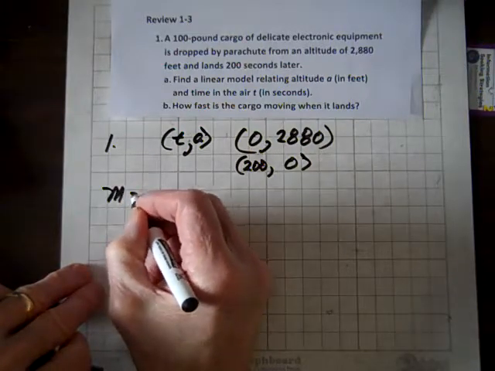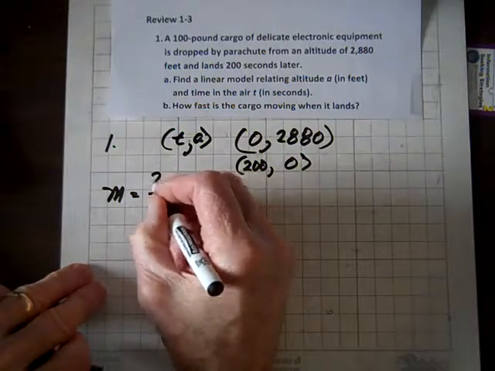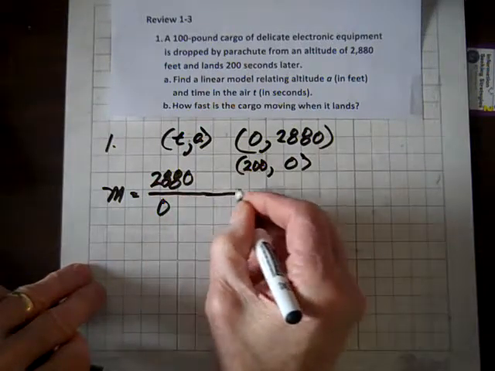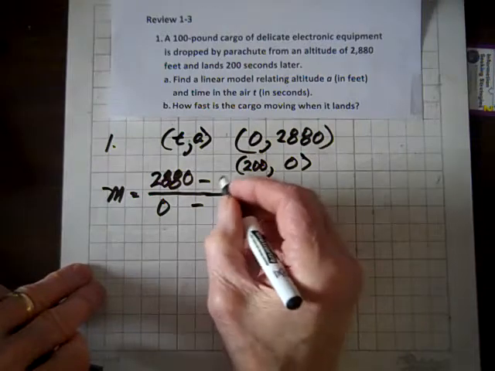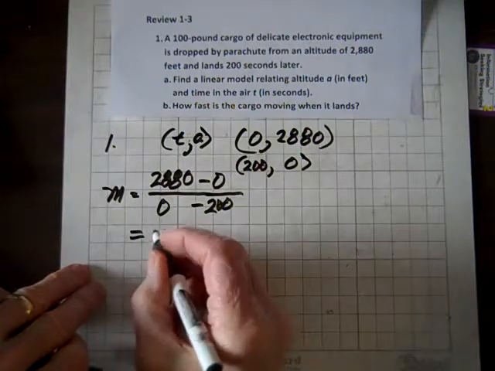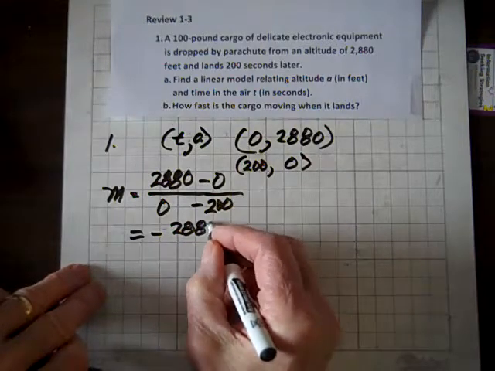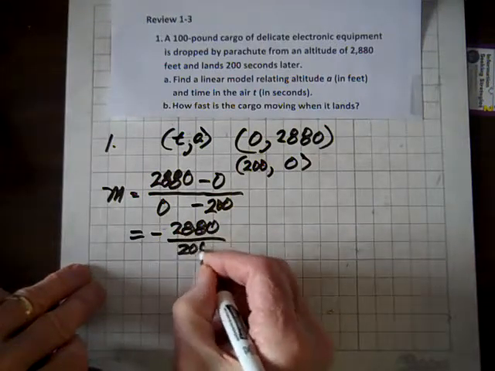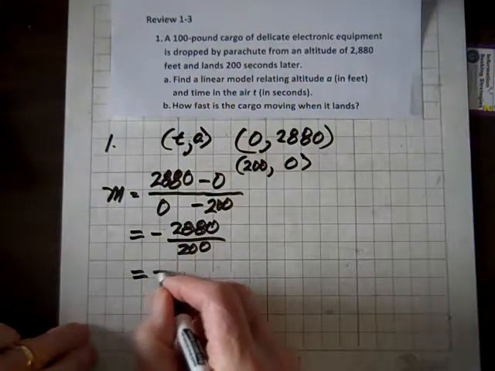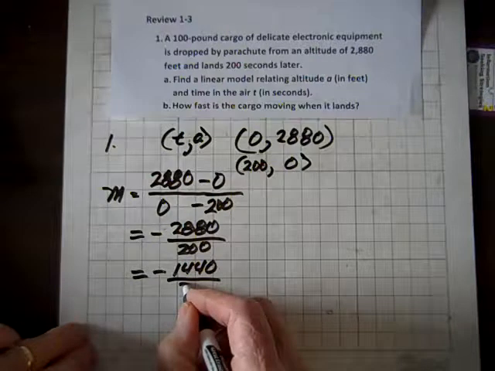So m equals 2,880, and we have a 0 down here, and then minus and minus, and a 0 here, and 200 there. So ultimately we have negative 2,880 over 200. And when we reduce, we get minus 1440 over 100.